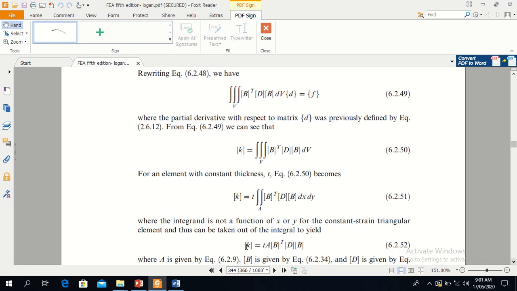This is the stiffness matrix for triangular element, where T is the thickness, A is area of the triangle, B is the B matrix that you have seen. T stands for transpose, D is stress strain relationship, and B is the constant matrix that you have already defined before.